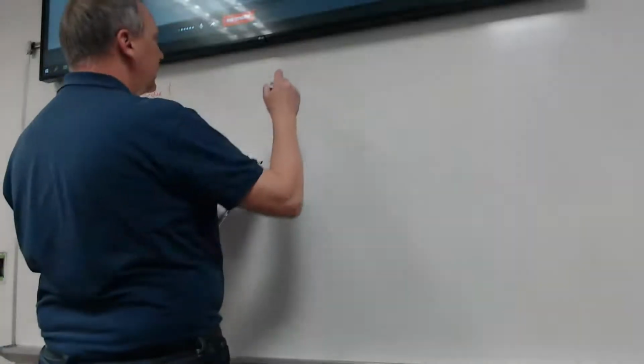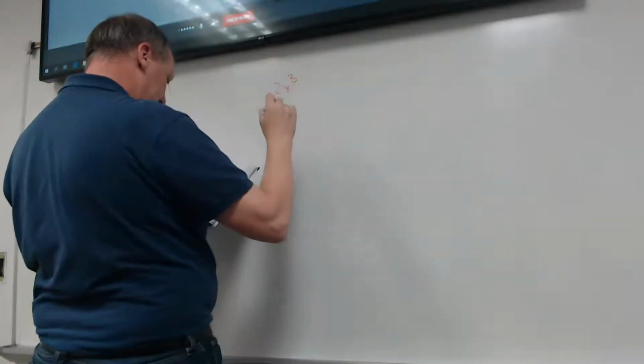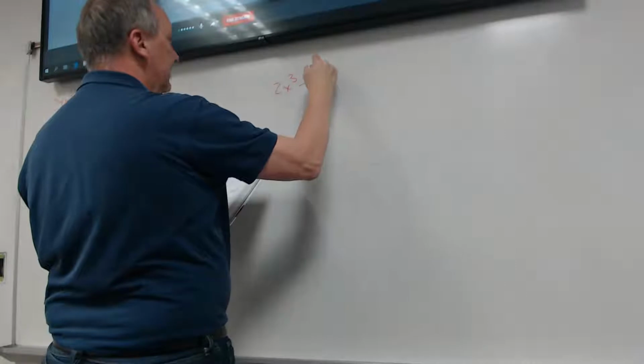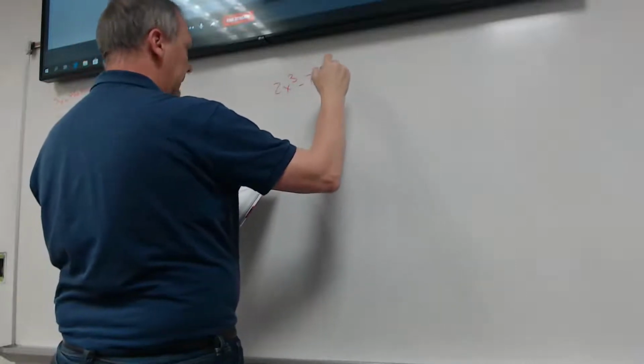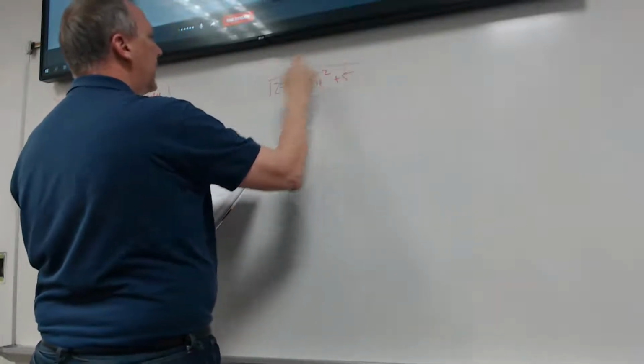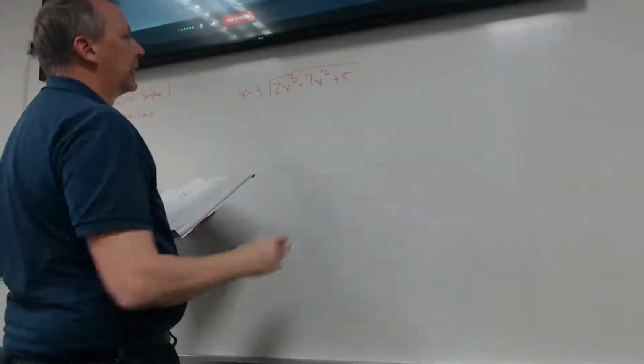Here I'm going to show you the regular long division. Let's say I wanted to do 2x cubed minus 7x squared plus 5, and I want to divide that by x minus 3. Now, I'm going to put a big gap there. I could write this as plus 0x, right? Normally we wouldn't do that, but you're going to need to do that for your synthetic division.